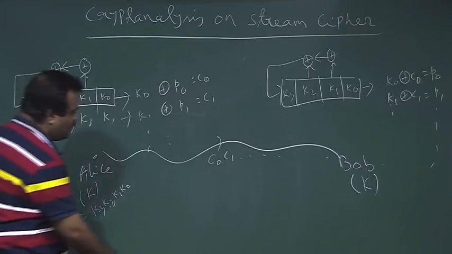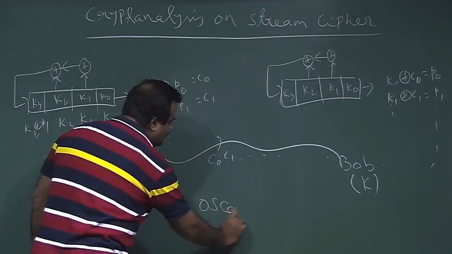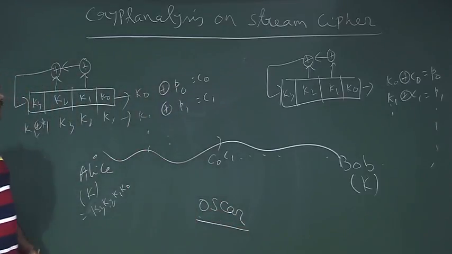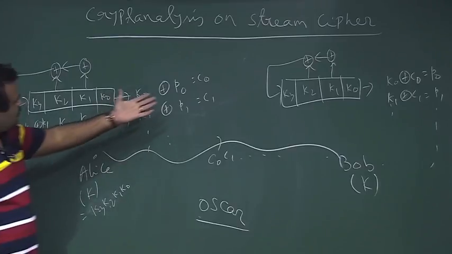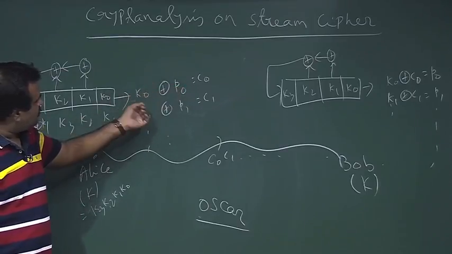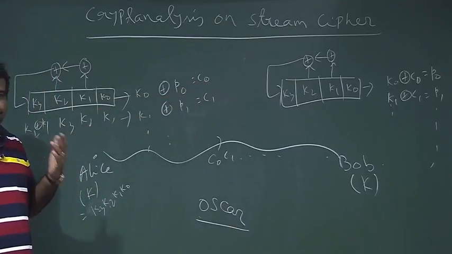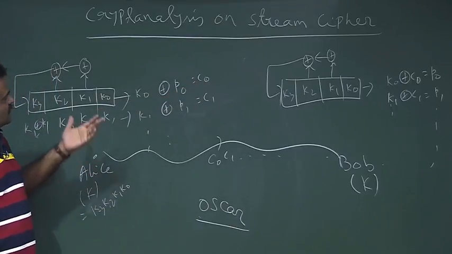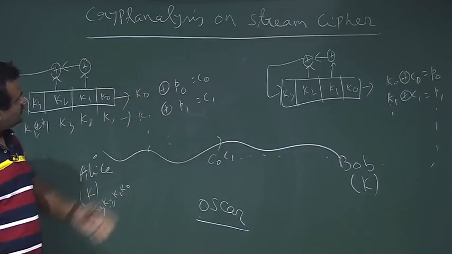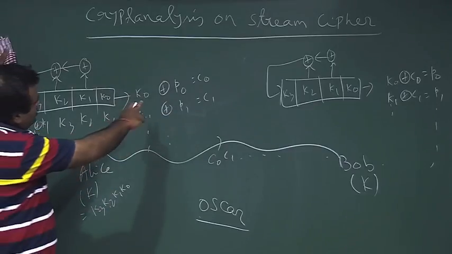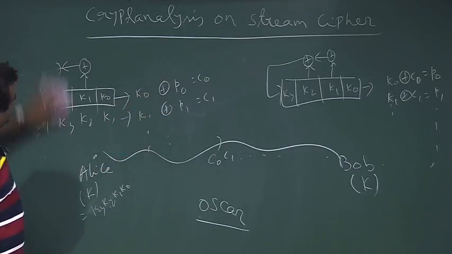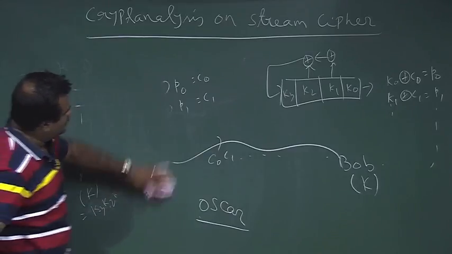Now we have to think about what Oscar can do. If Oscar knows some plaintext and ciphertext bits, this is a known plaintext attack. If Oscar knows some plaintext and ciphertext, then the ciphertext is basically a linear function of the plaintext and the key.